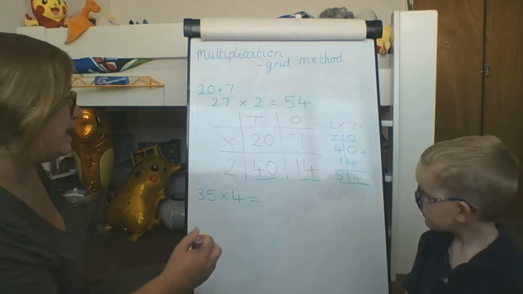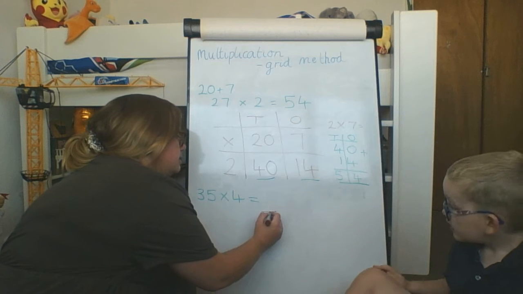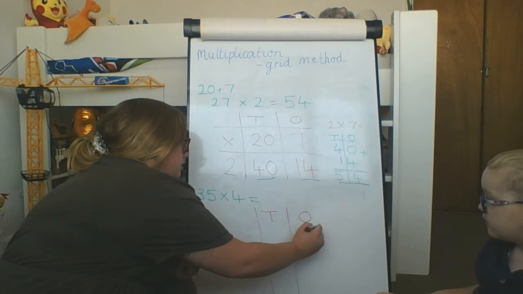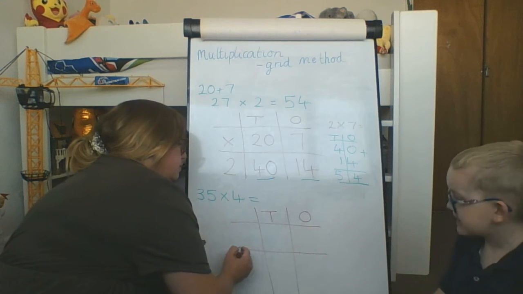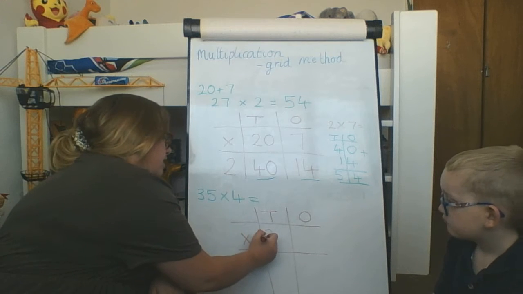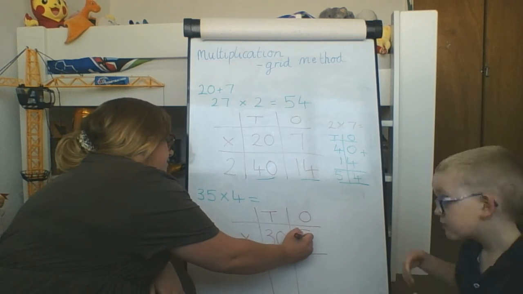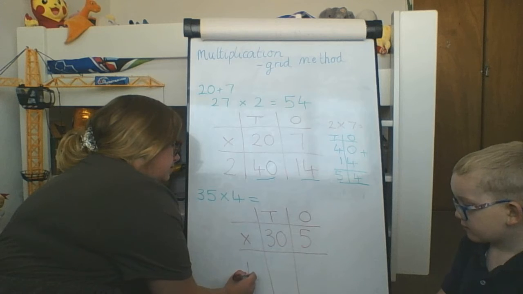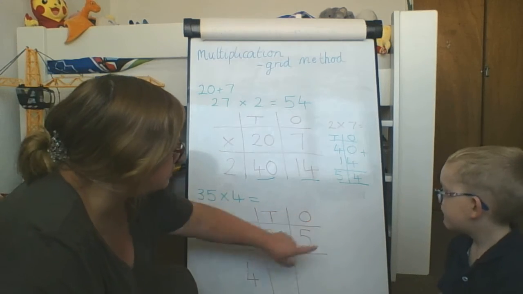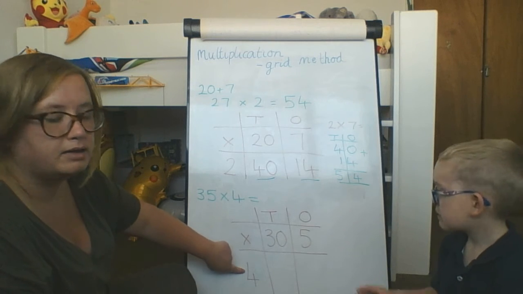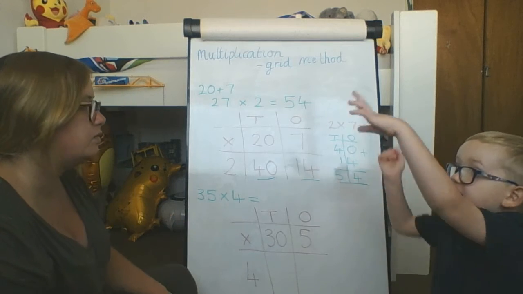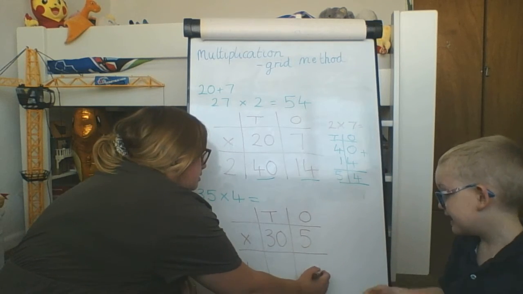Let's set out our grid again. We have our times symbol in there. Then we have to split this number up again. So we've got 30 and 5, and that's times by 4. Okay? So we have to look at the ones column first, and we're timesing using this number in the ones column. So 5 times 4 equals 20.